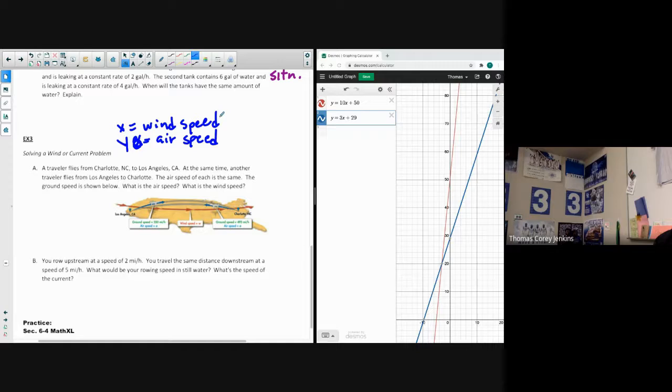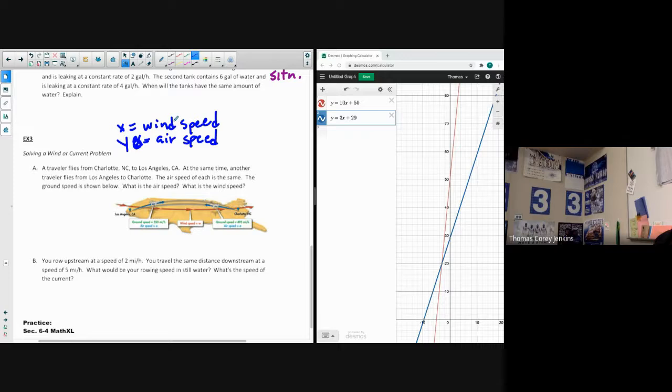All right, so just to be clear, what they're talking about when they say ground speed would be, I guess, the speed of the plane if there was no wind affecting the plane. So the ground speed, well, I'm not exactly sure. All right, anyways, let's go ahead and set this up.